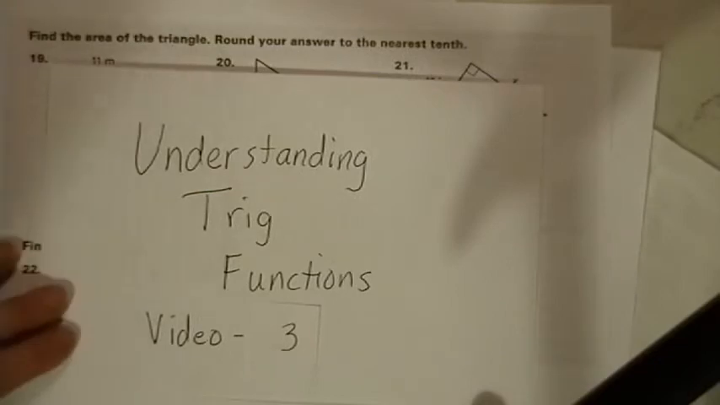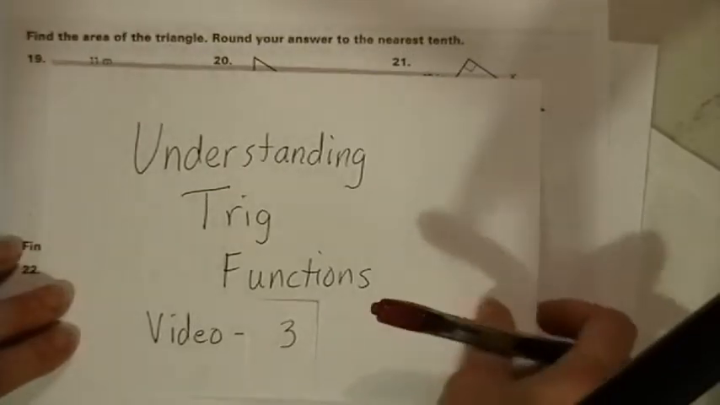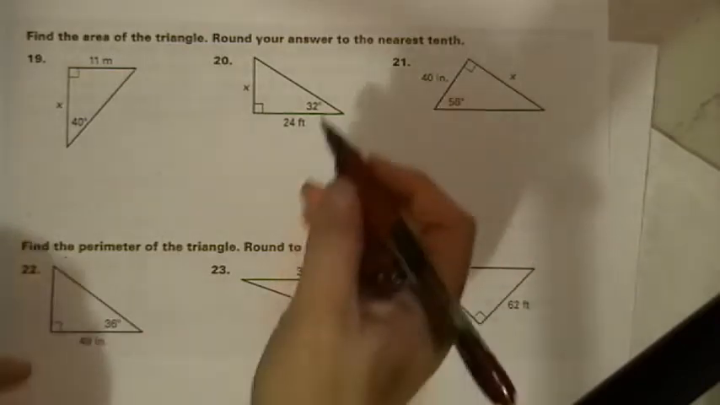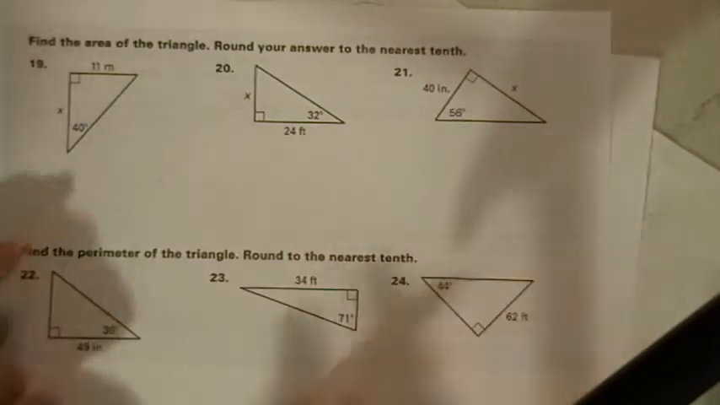Understanding trig functions. In this one, we're going to use them to find the area of a triangle. Okay, this one says find the area of the triangle, round your answer to the nearest tenth.